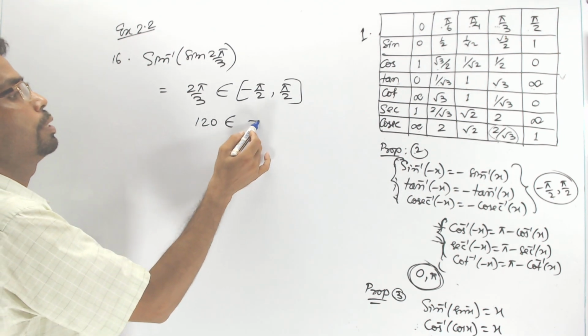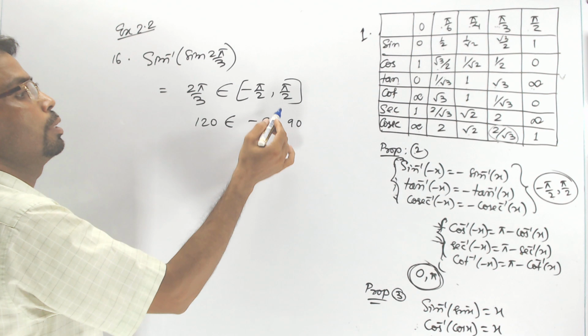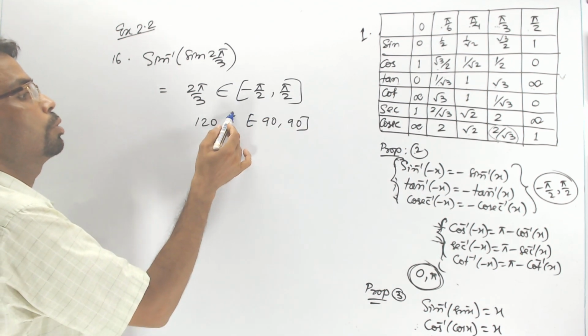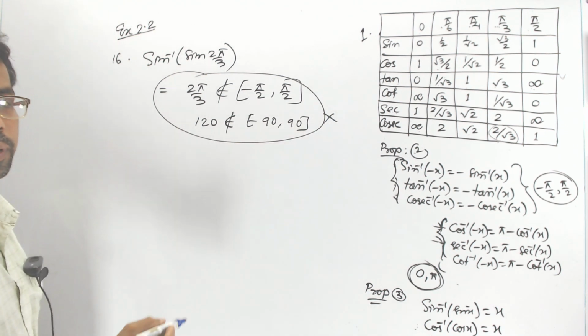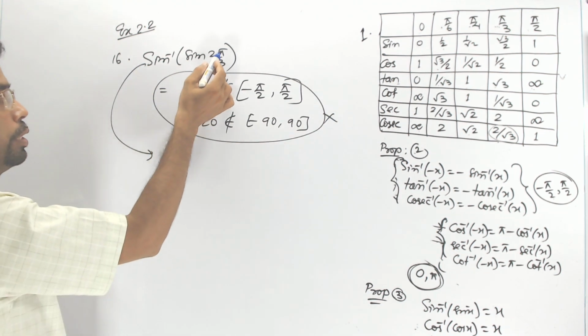Yes, 120. Is it lying between minus 90 to plus 90? Pi by 2 is 90. So 120 is not lying. That means this solution is not correct. And to get the correct solution, we must reduce this angle.